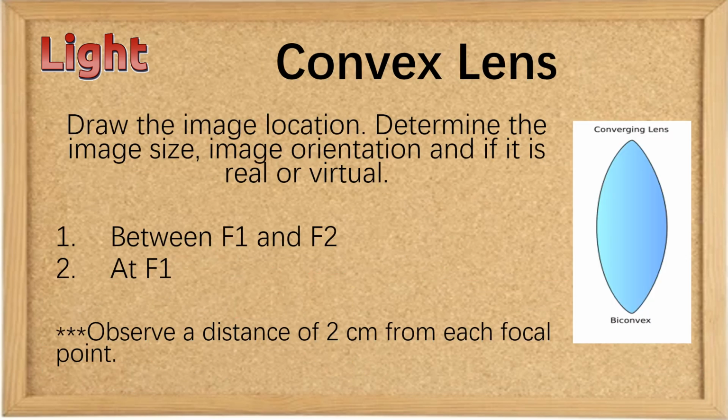So this will be your homework for your convex lens. You are going to draw the image location and determine if the size of the image is big, small, or the same. The first situation is between F1 and F2, and the second situation is on top of your F1. Please take note of the distance. It should be 2 centimeters from each focal point. You are going to write this in your science notebook.